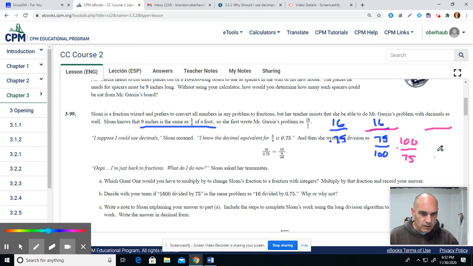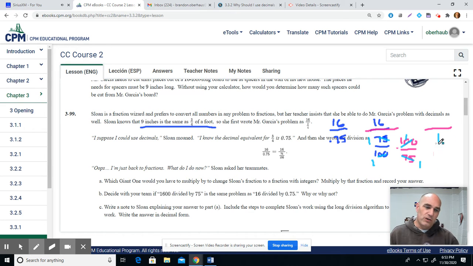Make that a different color. As we do this, you can think about it as multiplying 75 hundredths by 100 over 75. Anytime you have the same number on top and bottom, it gives us 1. I like to think about all of this as kind of cross-canceling. 75 goes into 75 once, 100 goes into both these once, and then look what you end up with, 1 over 1, which is 1.